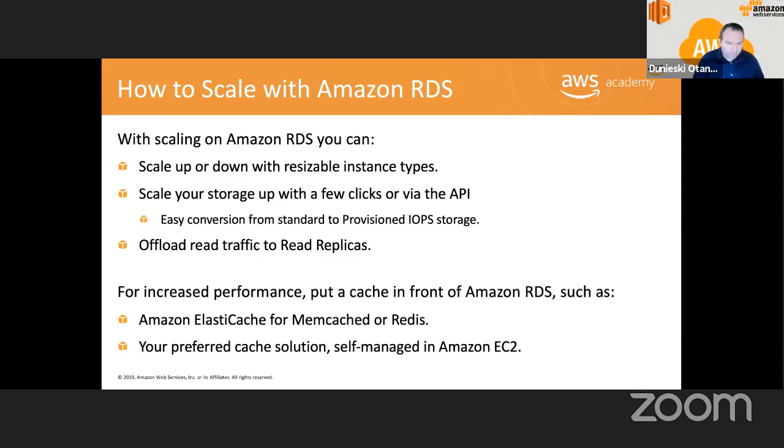Offload read traffic to read replicas, and for increased performance, put a cache in front of RDS, such as Amazon ElastiCache for Memcached or Redis, or your preferred cache solution self-managed in Amazon EC2. Don't forget this guy, ElastiCache. That's the one you use to cache the information from the database. So you put it in front of the database.